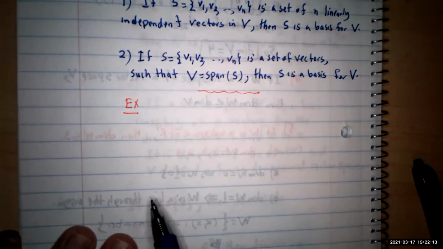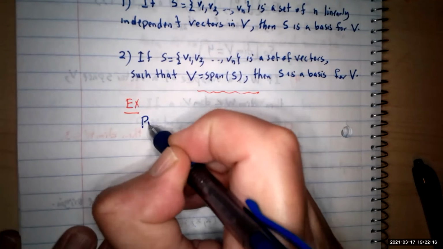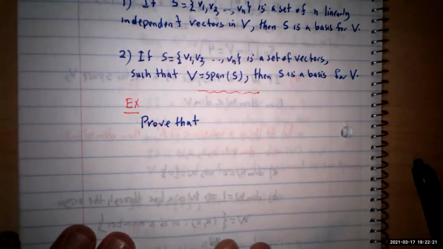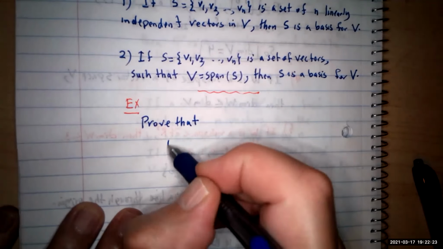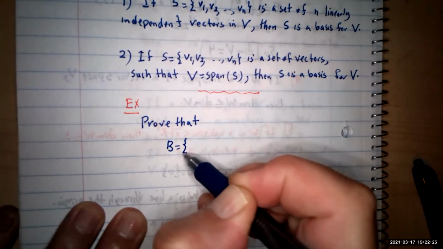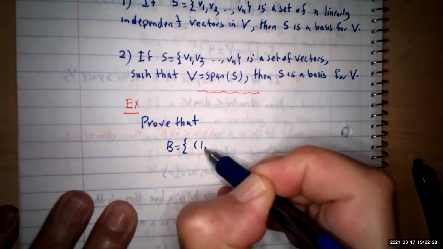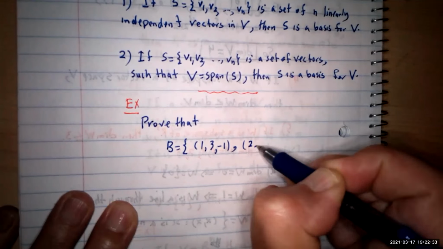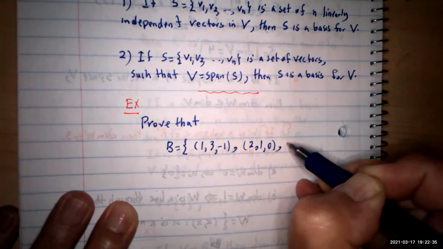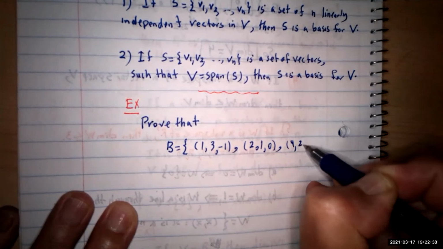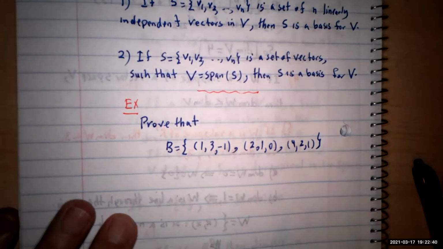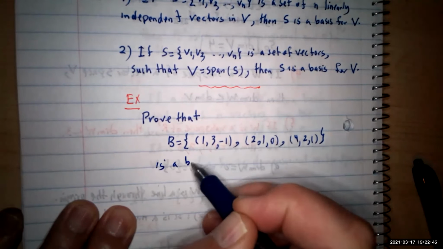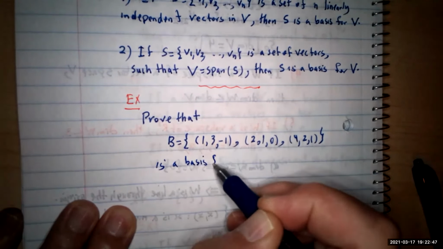Just applying this theorem. We want to prove that this set is a basis. I write B equal to the vectors (1, 3, -1), then (2, 1, 0), then (4, 2, 1). I want to prove that this is a basis for R3.